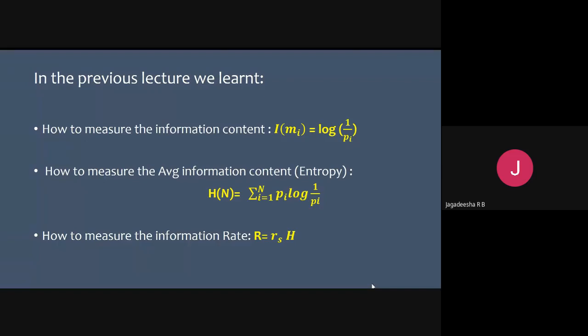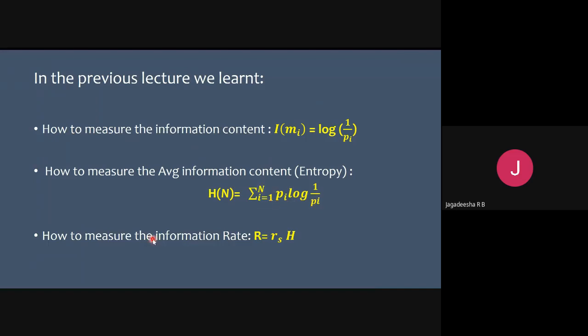In the previous lecture, we saw some of these topics. First, we saw how to measure the information content. Information content is measured by this equation, that is I of mi is equal to log of 1 by p. And then we saw how to measure the average information content, or the entropy of the message. Entropy is given by the equation H is equal to the sum of pi log 1 by pi for all the messages emitted by the source.